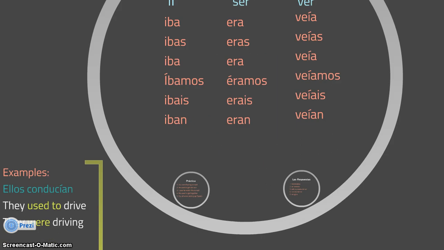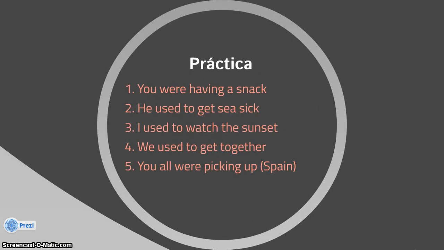Alright, so let's get some practice going. Here are 5 practice problems. What I would like for you to do now is to write that conjugation on your notes. How would you say in Spanish: we were having a snack. He used to get seasick. I used to watch the sunset. We used to get together, and you all were picking up and were in Spain. So push pause and practice those 5 conjugations now.